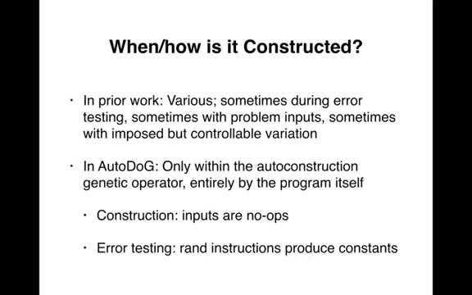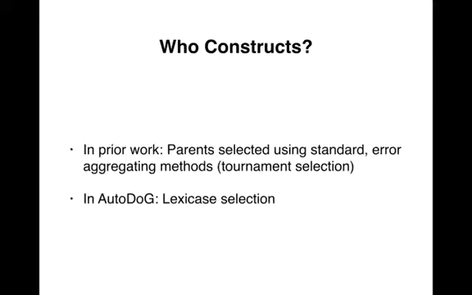How and when is it constructed? Well, in prior work, sometimes it happened during error testing, sometimes problem inputs were available when doing it, and so forth. In Autodog, we just have a different genetic operator, like crossover and mutation, but we only use that one genetic operator, and when we use that genetic operator, it runs the parent program and produces the child. So that is separate, that is during the reproduction phase, not during the problem-solving phase. And when we run it for reproduction, for construction, the inputs are no-ops, and when we run it for error testing, the random instructions produce constants rather than non-deterministic values.